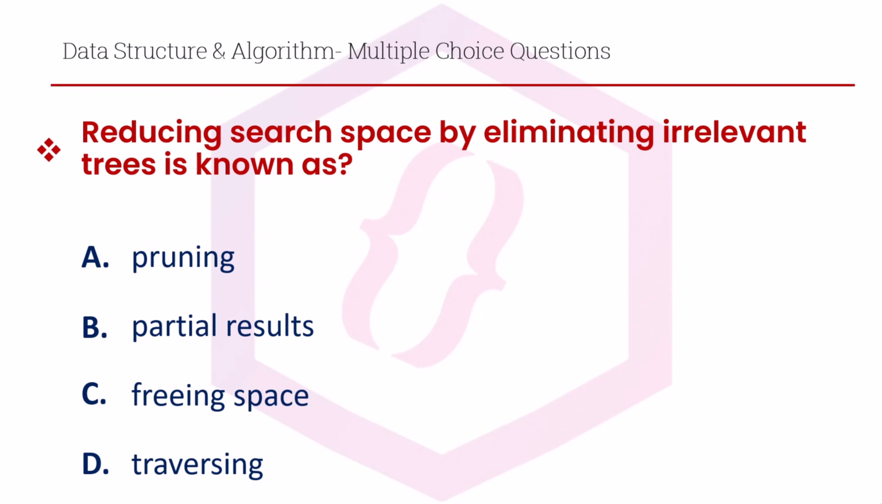Reducing search space by eliminating irrelevant trees is known as option A, pruning. Option B, partial results. Option C, freeing space. Option D, traversing. The correct answer is option A, pruning.